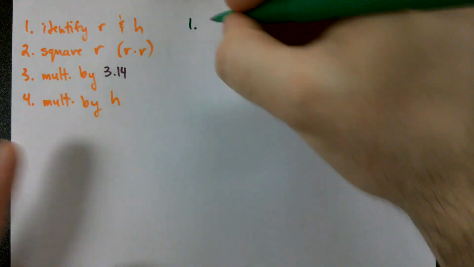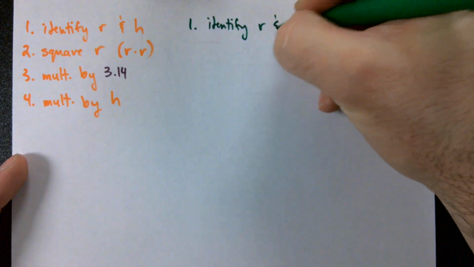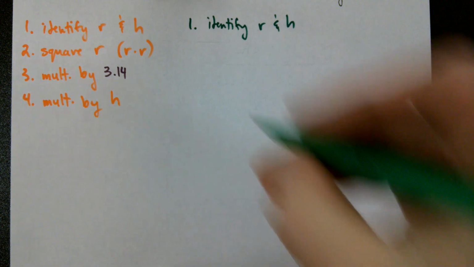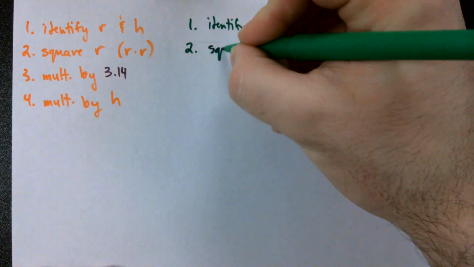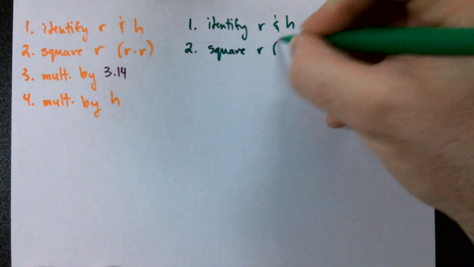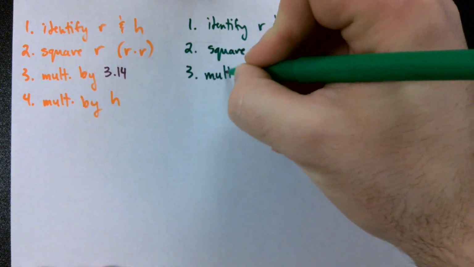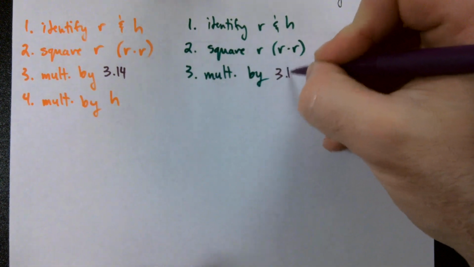With a cone, we're still going to start by identifying R and H. Again, if we don't know what our radius is, how are we going to know what to plug into our equation? Same with the height. We're going to once again square our radius, R times R, and we're going to multiply that number by 3.14, or pi.